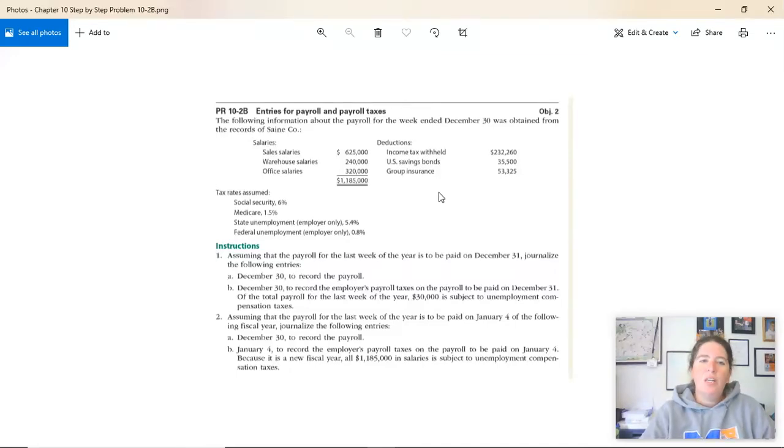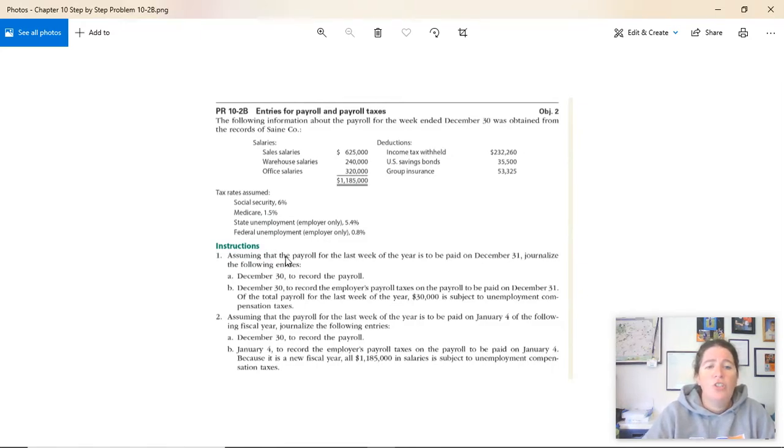Good morning. Today we're going to look at problem 10-2B, entries for payroll and payroll taxes. Looking at the same company, they've given us the list of salaries, the list of deductions, and some tax rates that we're going to need in order to calculate our entries for our journal.